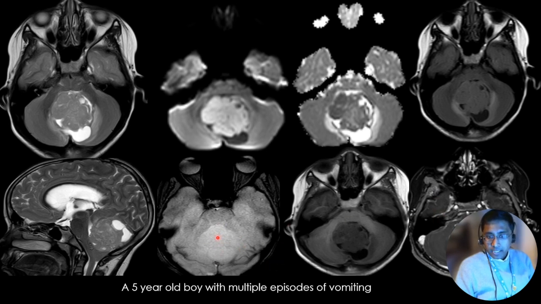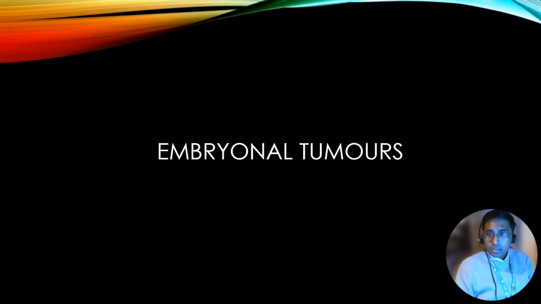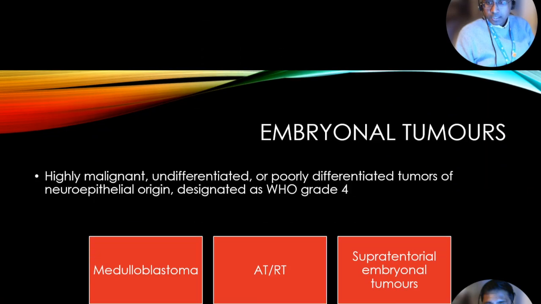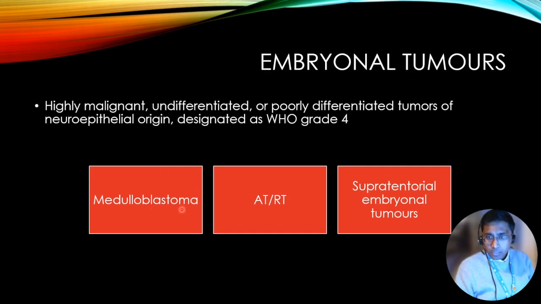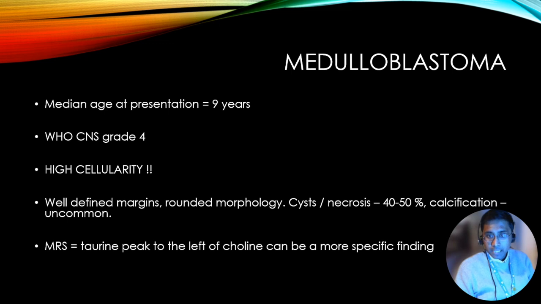There is no blooming in SWI. Again, we can see that the mass is quite midline, and in a child, when you have a midline posterior fossa mass, which is arising from the fourth ventricle and which is showing diffusion restriction and post-contrast enhancement, the differential would be medulloblastoma. So remember, embryonal tumors can be medulloblastomas, ATRTs, or even supratentorial, and they are WHO grade 4 tumors and they are highly malignant and cellular.